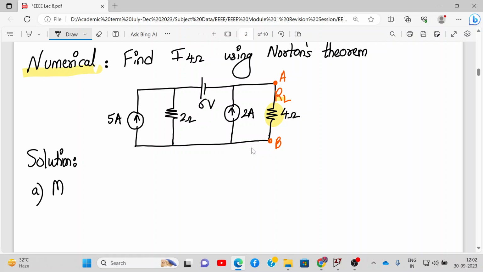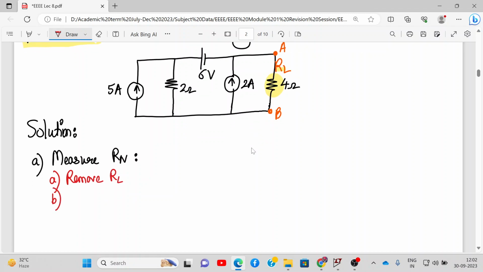So in the first case we need to measure Norton's resistance Rn. So what's the procedure to calculate Norton's resistance? We need to remove RL. Alright. And secondly, we need to deactivate all the sources. That means replace the current sources with open circuit and replace the voltage source with a short circuit. Alright. So let's do that.